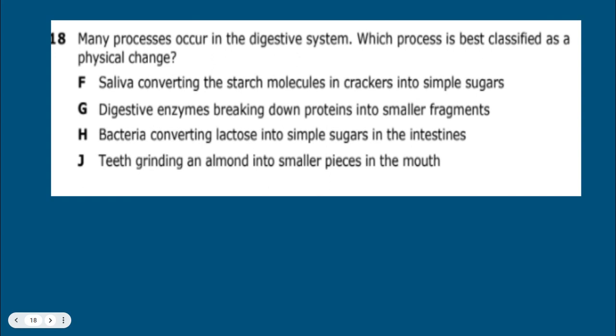Bacteria converted lactose into simpler sugars in the intestines. Okay, probably not, but let's look at our last answer choice. Teeth grinding. Okay, that's our tool. Teeth grinding an almond into smaller pieces. So 18, you should have had J, or you should have had that on your test, the teeth.